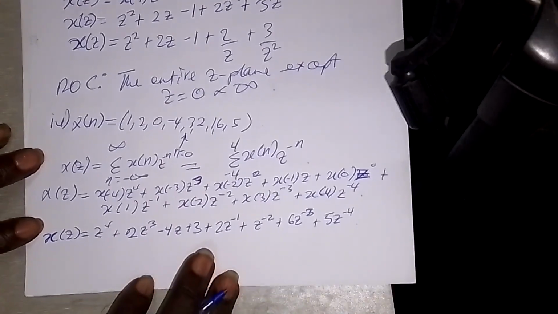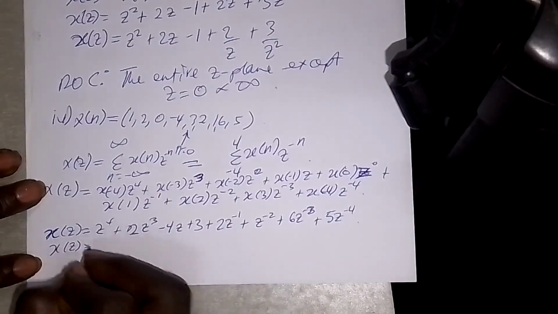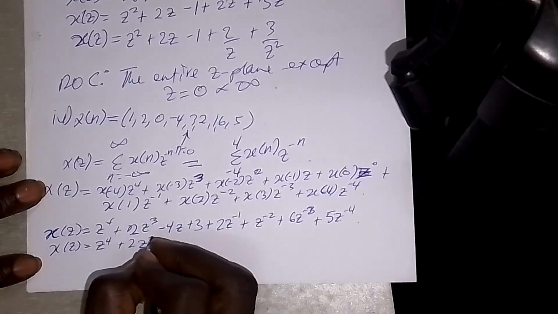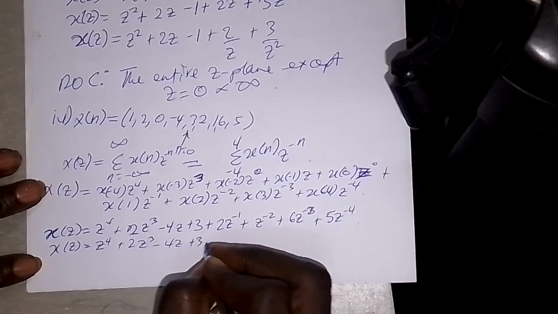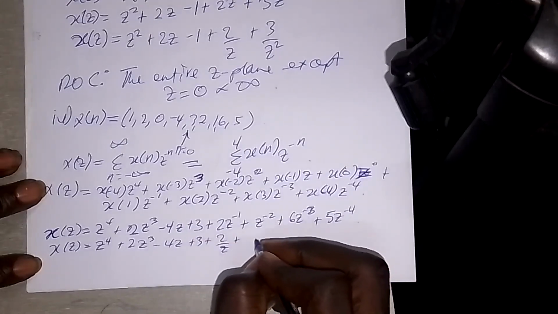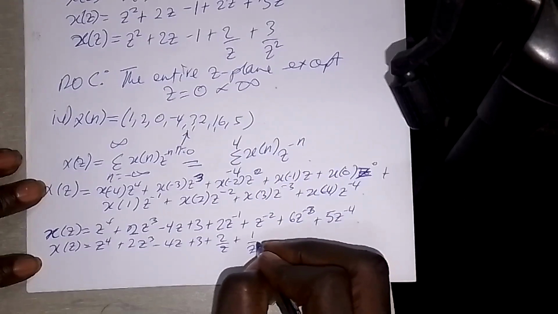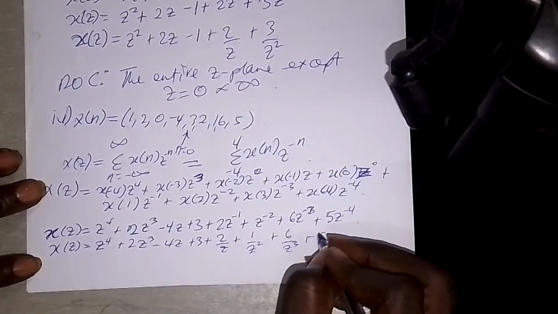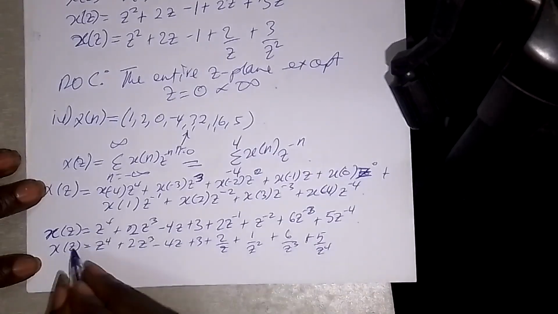So if I rewrite this one, my x of z is going to be equal to z exponent 4 plus 2z exponent 3 minus 4z, plus 3, plus 2 over z, plus 1 over z squared, plus 6 over z cubed, plus 5 over z exponent 4. So this is my z transform.